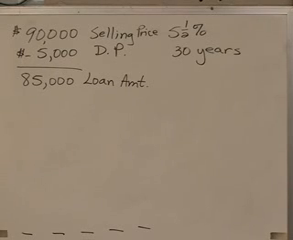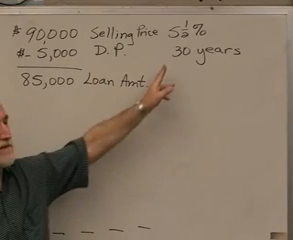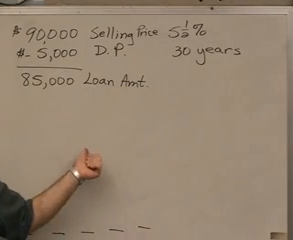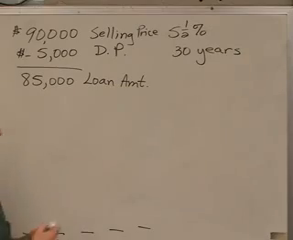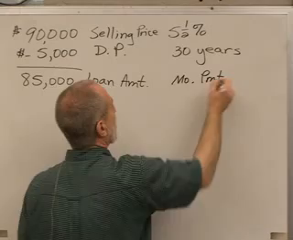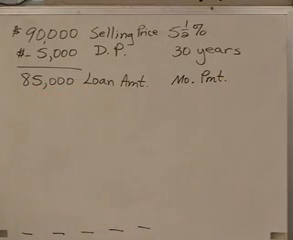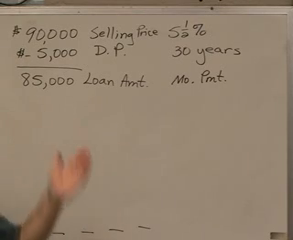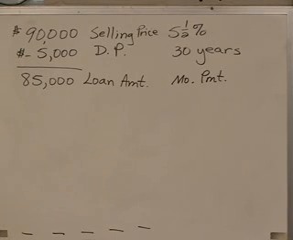Now, they're going to ask us several questions. Number one, let's find the monthly payment on this 30-year note. We're going to find the monthly payment. Whenever we find a monthly payment, we're always going to use a table. We're always going to use a table because it involves that compound interest over a long period of time. It's very difficult to figure manually. It would take too long.